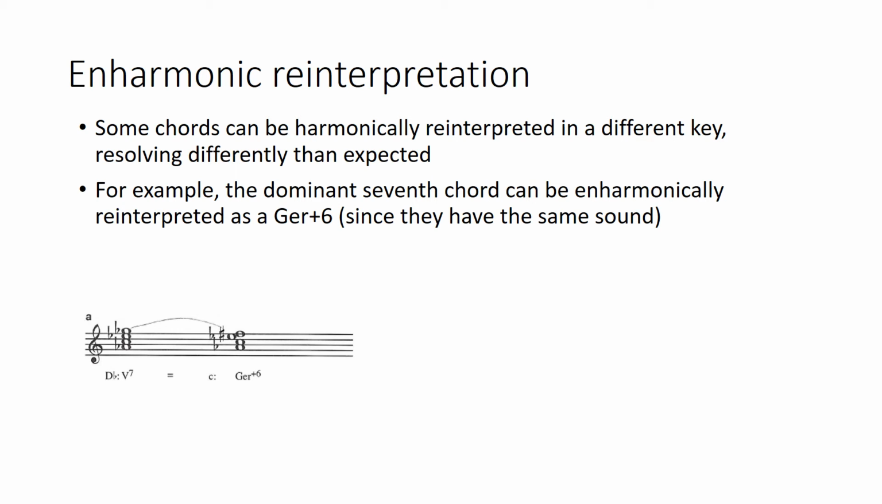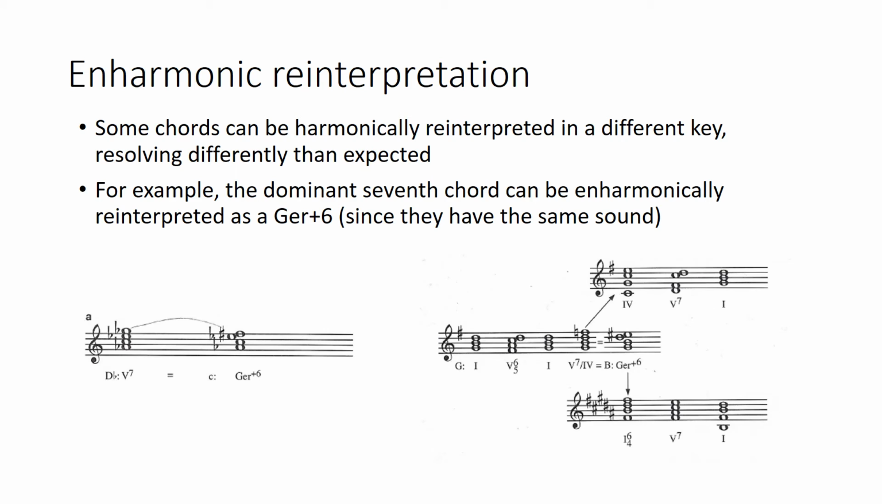Okay, so composers noticed they sound the same. They said, well, what if I resolved it as the other one? So if I started out like this, in G major, 5, 6, 5, 1, and then a 5, 7, a 4 to the 4, 5, 1. So this is resolving like a regular dominant seventh, right, like that. Here's that progression again.